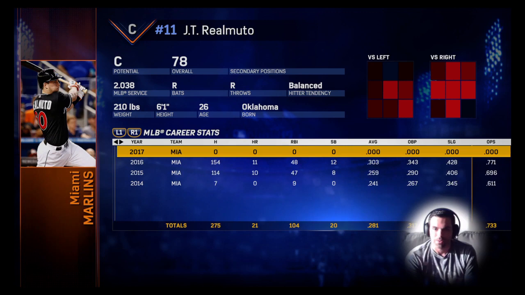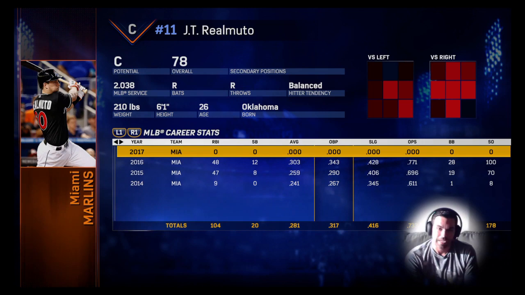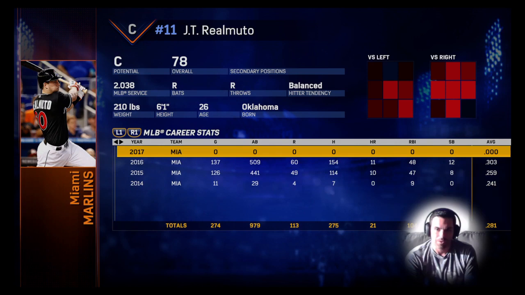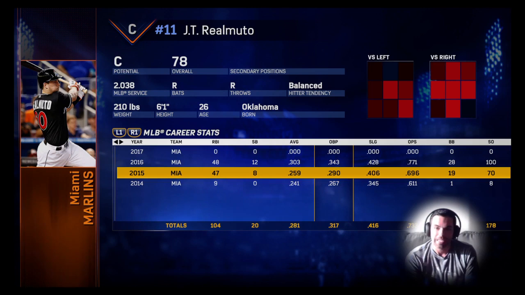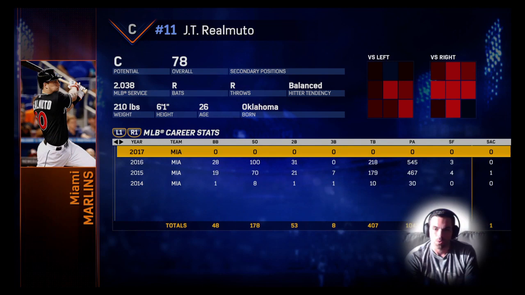If I scroll over, he had an on base of .343. That's about as close as I can get. He's not one of our huge boppers, right? He had 11 home runs in 500 at bats. So he's maybe a 15 home run a year guy, and that's a nice thing to have in a leadoff spot. But you can see the two years before that, I mean, his career on base is .317. So we'll see if he can keep that up. But really, there's not an ideal guy for a sabermetric leadoff, at least with the Marlins here.